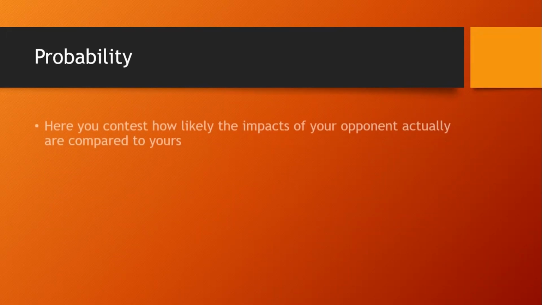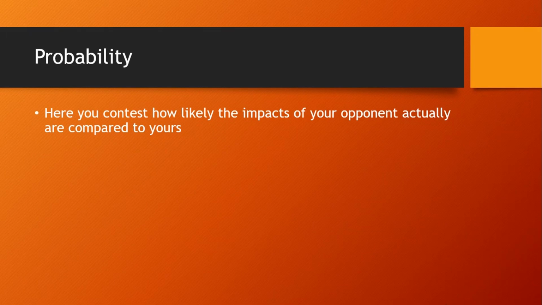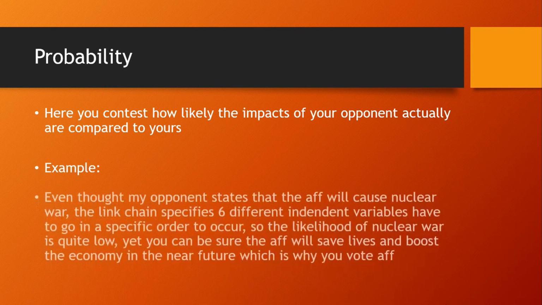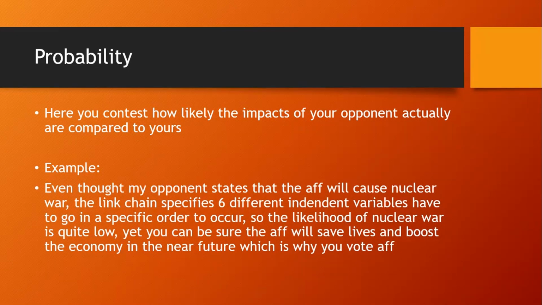Then there's probability. This is usually to negate impacts when you're losing on the impact level, to try and say it's more probable that your impacts will occur anyway compared to your opponent's. So an example of this is saying, even though my opponent states that the AF will cause nuclear war, the link chain specifies 6 different independent variables that have to go in a specific order to occur. So the likelihood of nuclear war is actually quite low, yet you can be sure the AF will save lives and boost the economy in the near future, which is why you vote AF.